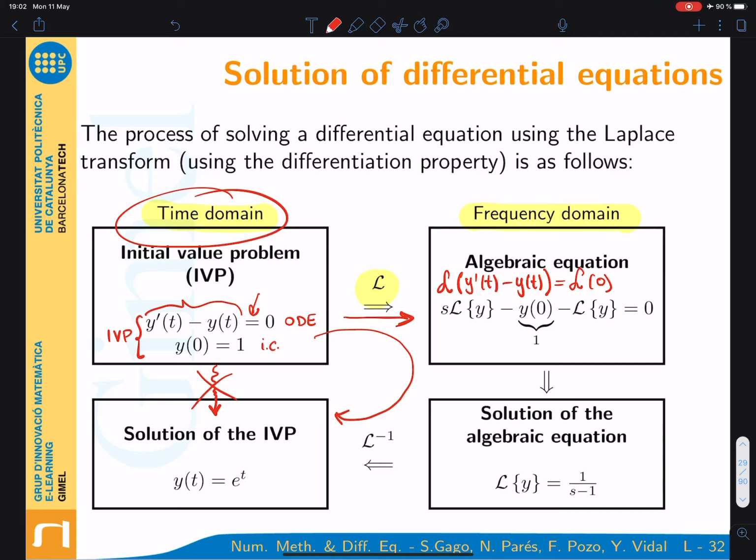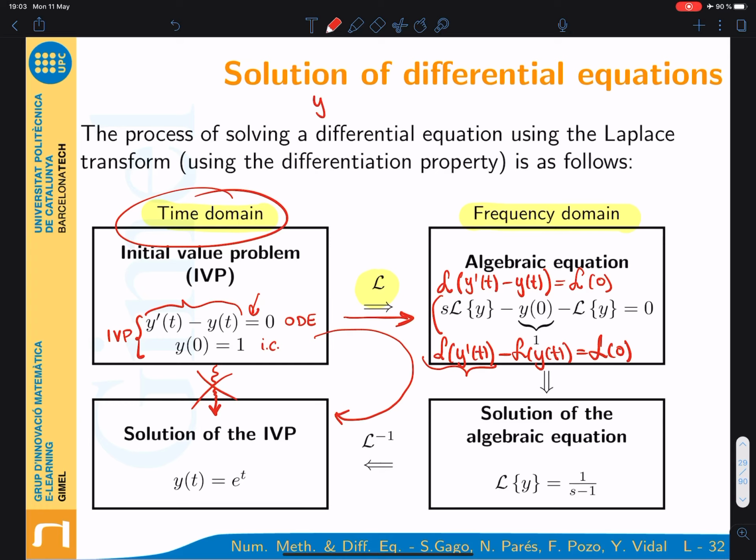Here, the Laplace transform has the linearity property. So I can do this a little bit slower, and using linearity, this is the Laplace transform of y prime t minus the Laplace transform of y equals the Laplace transform of 0. Now, what is the Laplace transform of y prime?